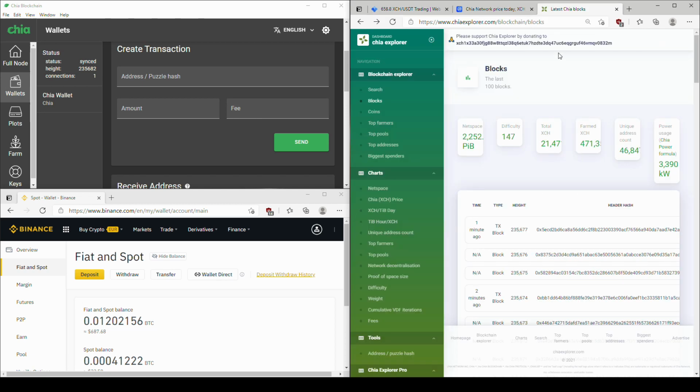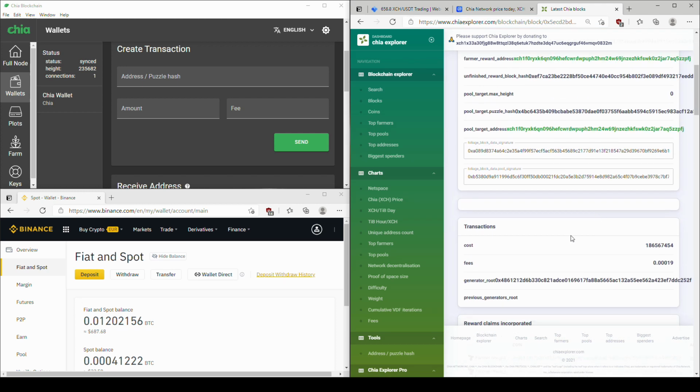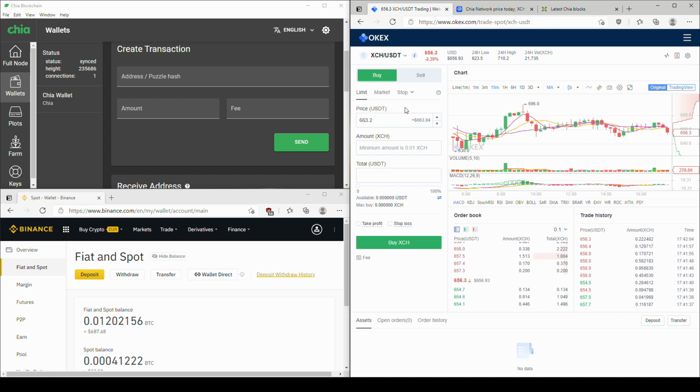To see the recent amounts of fees, you can go over to chiaexplorer.com, to Chia Explorer blocks, and search for TX block. In here, you can see that the last fee was 0.00019 Chia coins. However, I went with 0 and it went through. After sending your Chia coins, it will take 30 iterations before they arrive in here.